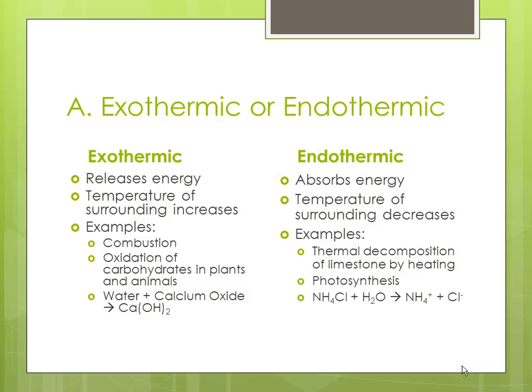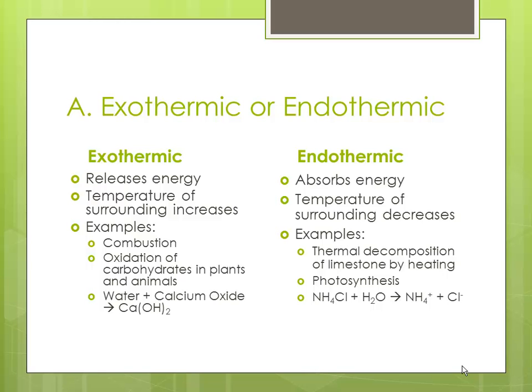Alright, 6.2 is what is enthalpy change. So there's two types of chemical reactions that occur in energy, exothermic and endothermic. Exo is releasing of energy, like exiting. Temperature increases over the surroundings. Examples would be combustion, oxidation, and just dissolving calcium oxide in water produces calcium hydroxide, the base.